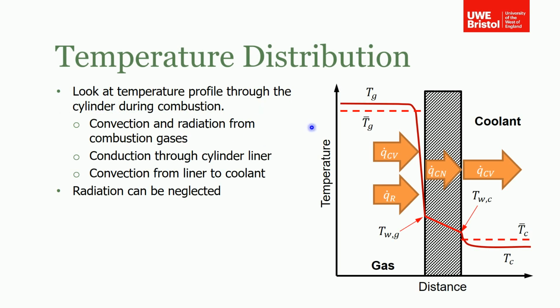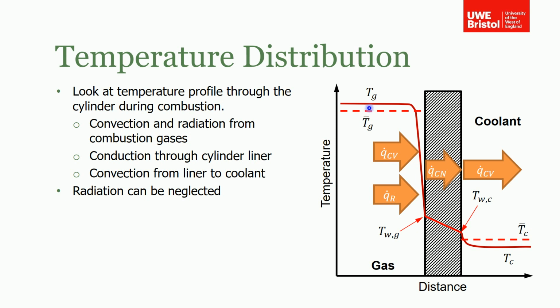So if we look at this temperature profile from the combustion cylinder into the coolant, I've got a graph here. This is distance along the x-axis, so this is, say, from the center line of the combustion chamber up to the cylinder wall, through the thickness of the cylinder into the coolant channel. So you can see we've got gas on this side, coolant on this side, and we've got temperature on the y-axis.